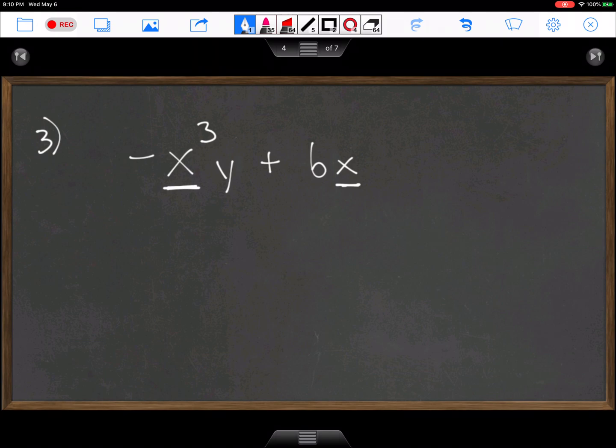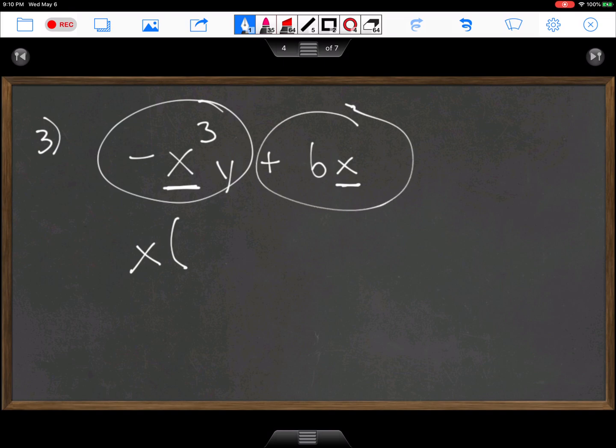And here's how I do that. I pull one factor of x out in front of my parentheses, and then I'm going to divide both terms by x. When I divide this first term by x, one of my x's would cancel, right? Remember, x cubed is x times x times x. I divide by an x, and one of those would cancel. I'd be left with negative x squared y, so just one factor of x less, plus 6.